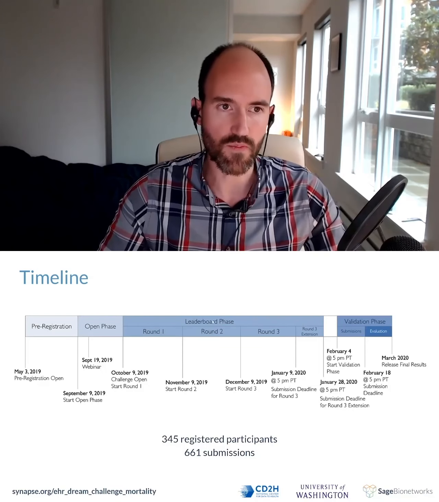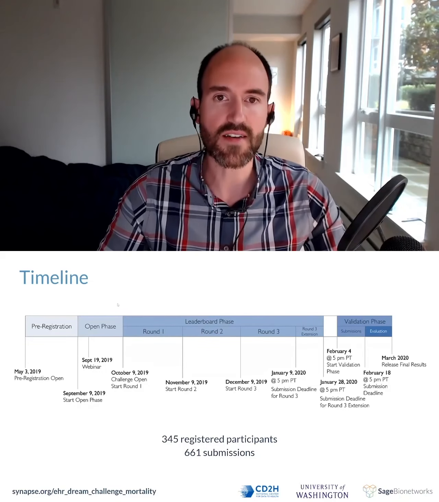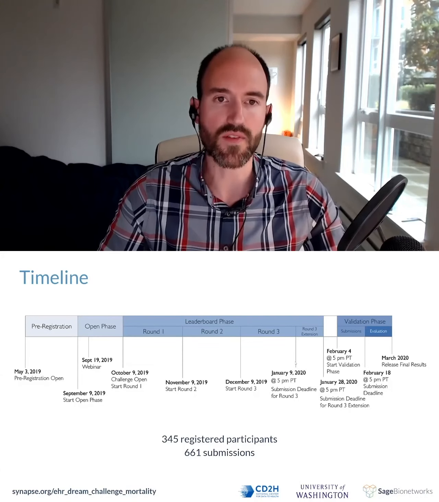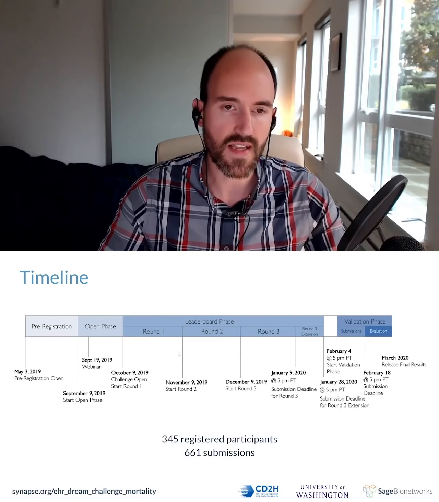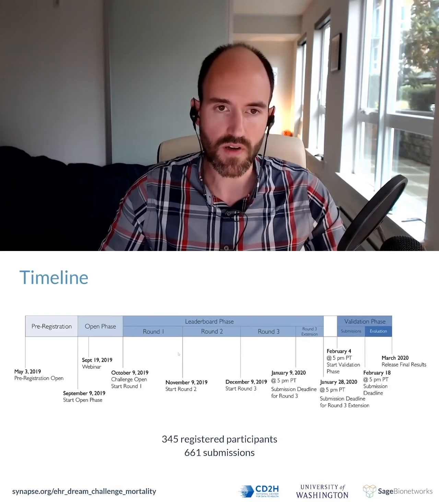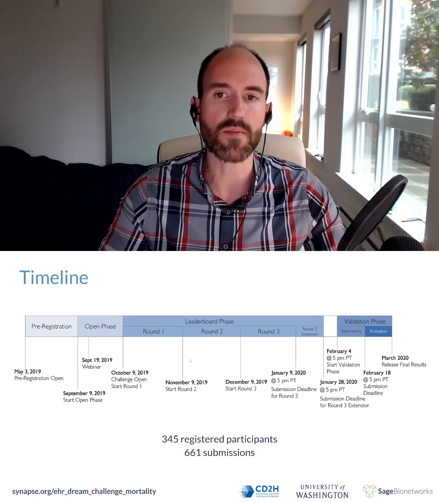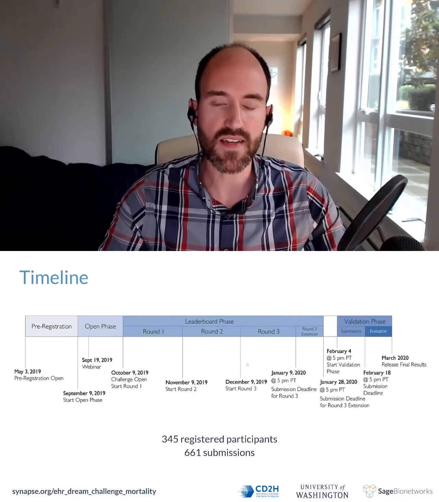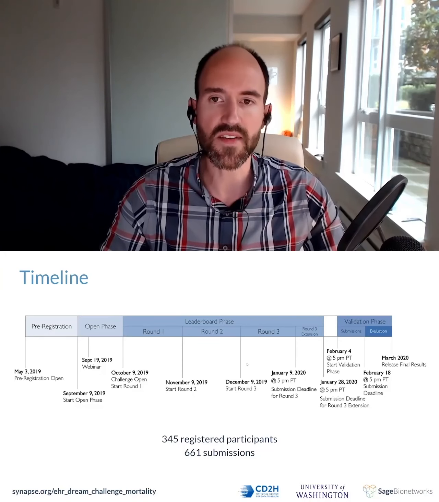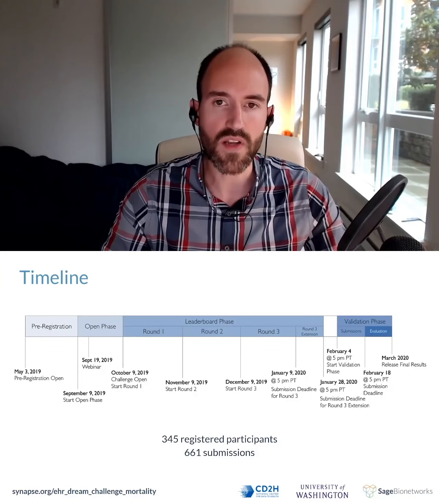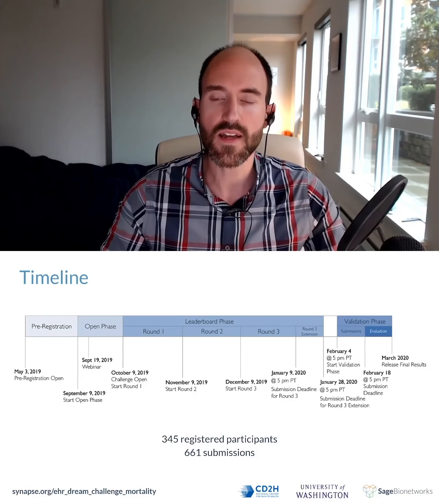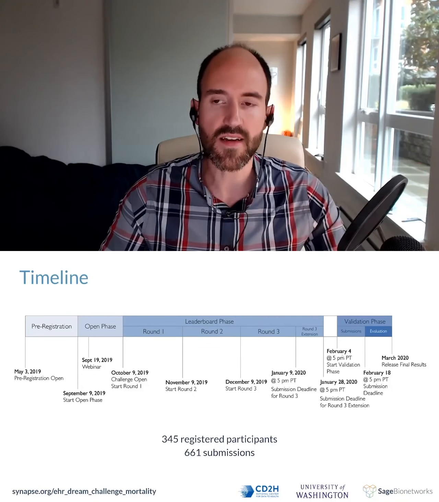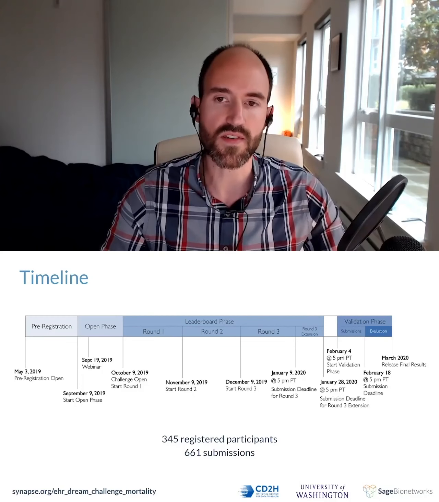So this is a traditional challenge timeline of a DREAM challenge. We started with a pre-registration phase and an open phase, and then we had a leaderboard phase divided into 3 rounds. In each of these rounds, which lasted about a month, developers were able to submit up to 3 times. In this leaderboard phase, we used data collected between 2009 and 2018. Because we wanted to evaluate models in a prospective manner, we took the models and evaluated them on an unseen data set composed of data from 2019.